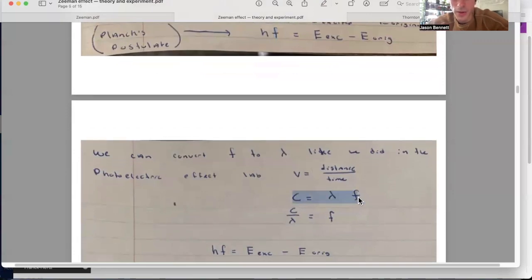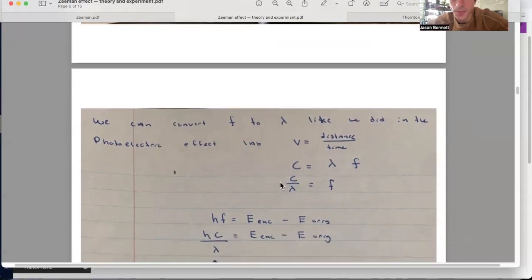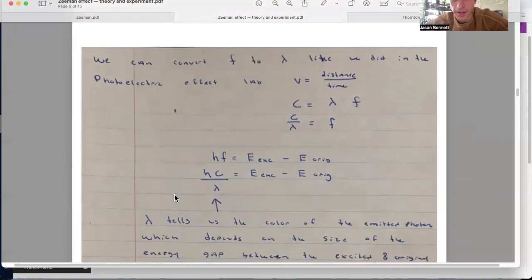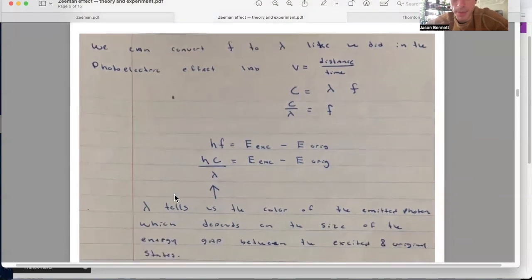Remember how we did this in the photoelectric effect. Velocity is distance over time. For waves, distance is the wavelength, and 1 over time would be the frequency. So velocity is always c, distance is the wavelength, and 1 over time is the frequency. We can rearrange that formula for the frequency and plug it into this equation, and we end up with this. That wavelength right there will tell us about the color of the emitted photon, and it depends on the size of the energy gap.